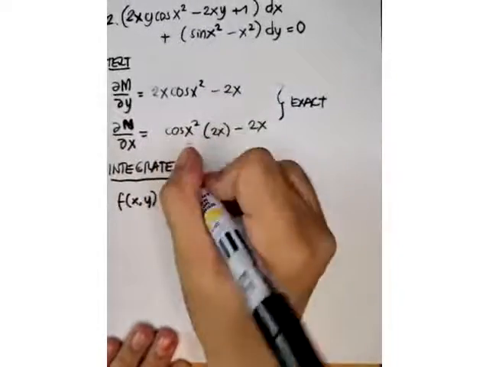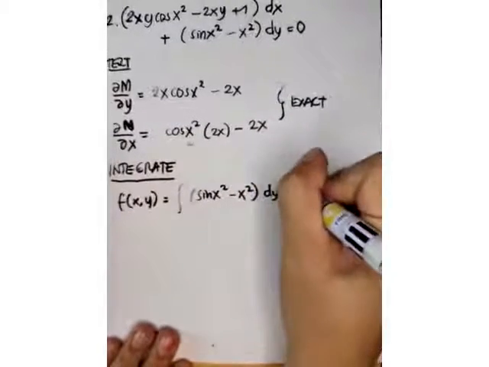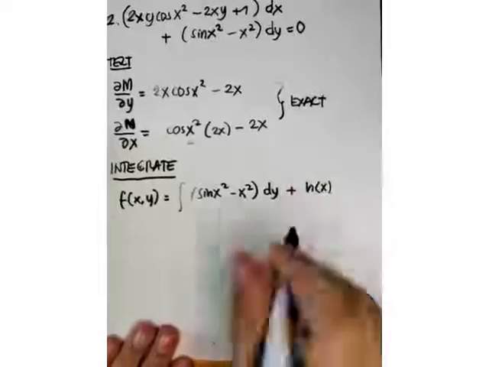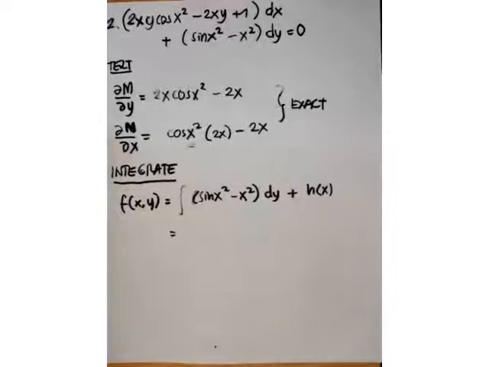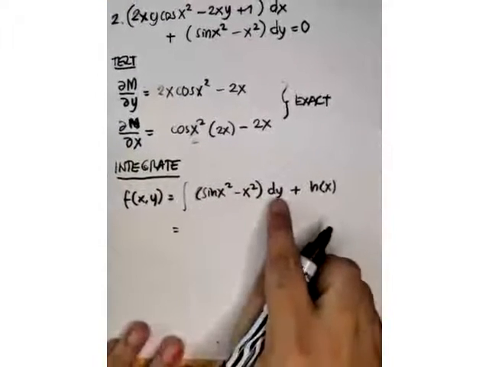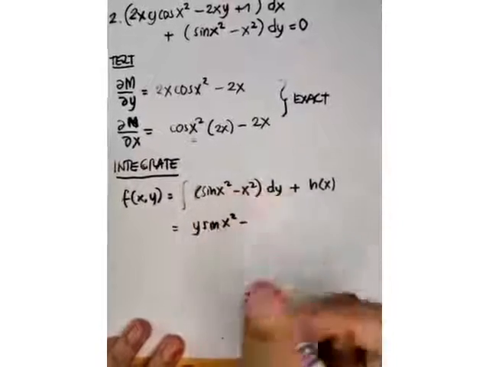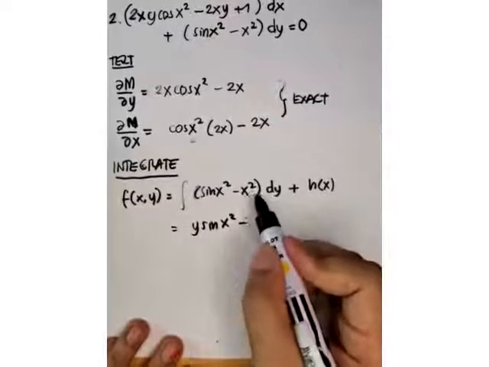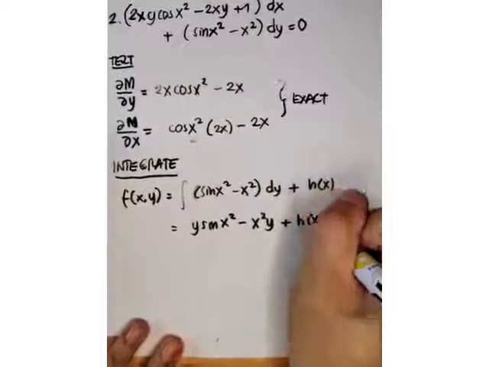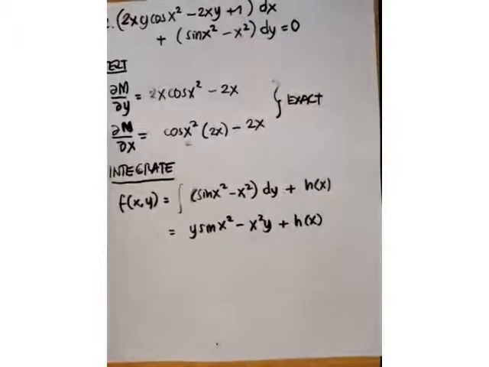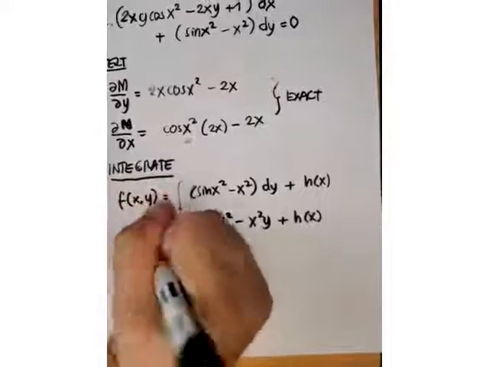So let's have the integral of sine x squared minus x squared dy plus h of x. H of x. So let's perform the integral. So ito integrate natin in terms of y. So syempre magiging y sine x squared minus integral nito x squared y plus h of x. Ayan. Okay, so this is our f of xy.